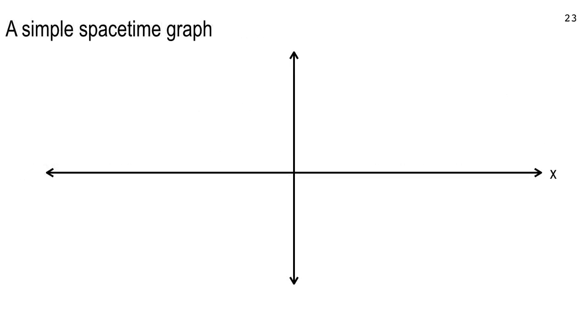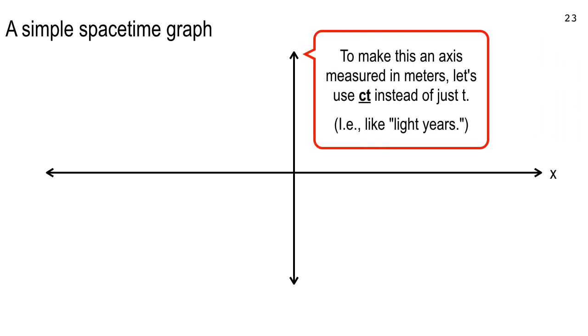All right, so let's make a simple space-time graph now. It's going to look like graph paper, but it's going to have a special meaning. Now, this vertical axis is going to be our temporal axis. To make it measured in meters, we're actually going to label it the CT axis. So speed of light c times time. That's like measuring time in light years. You know, a light year is a unit of distance. The speed of light times an amount of time, 1 year. Okay. So the vertical CT axis is like light years.